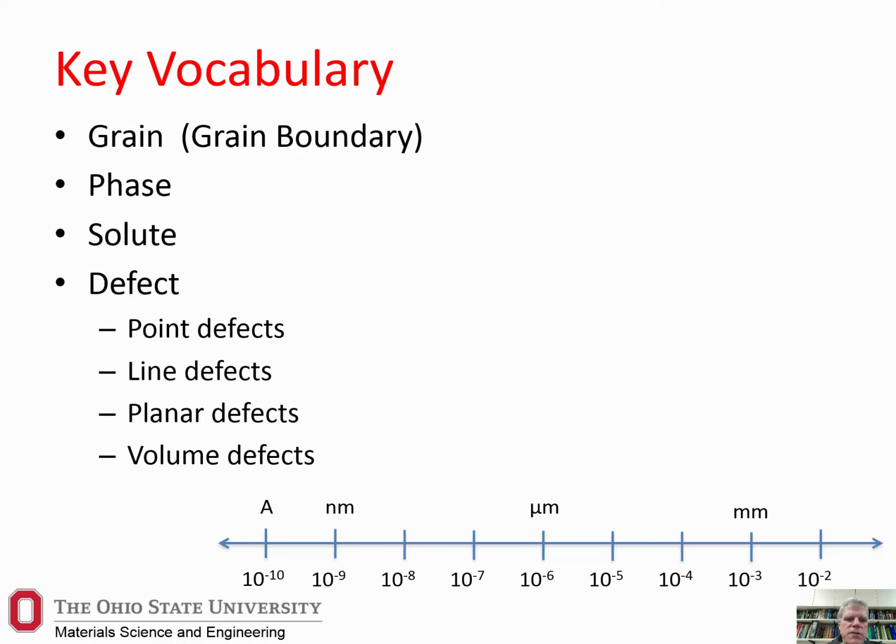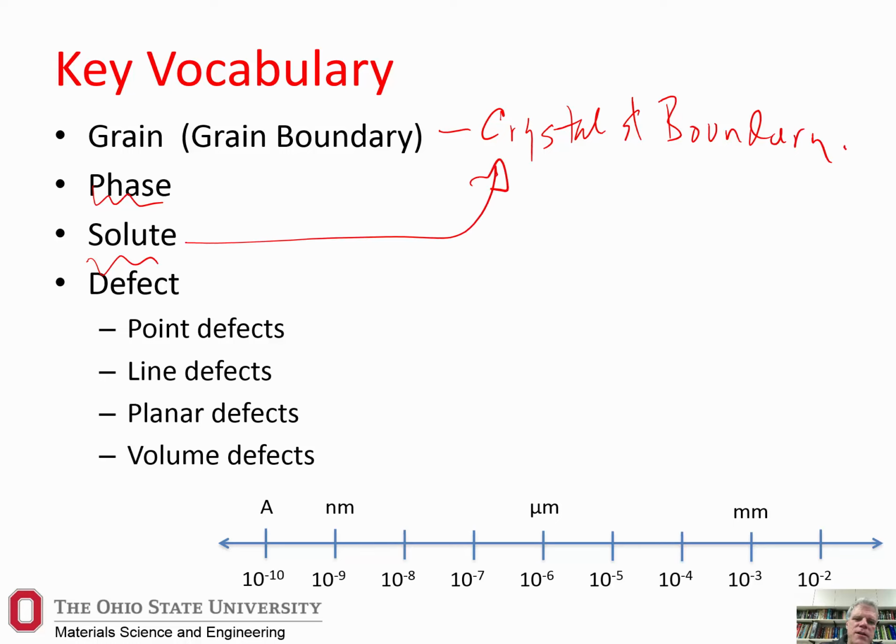So again, I've gone through a bit of vocabulary. A grain is a crystal, and a grain boundary is basically the boundary between the crystals. A phase is a region that's identifiable, both chemically homogeneous and with a distinct structure that is identifiable across that region. A solute is an atom that sits within the crystal, and I'll show you an example of that in a little bit.